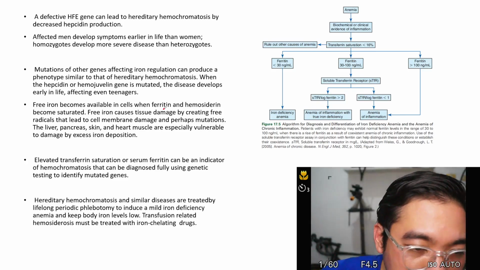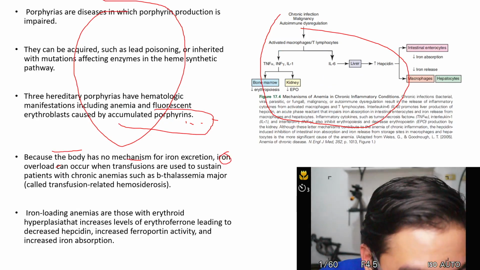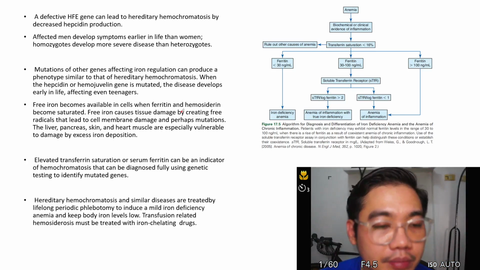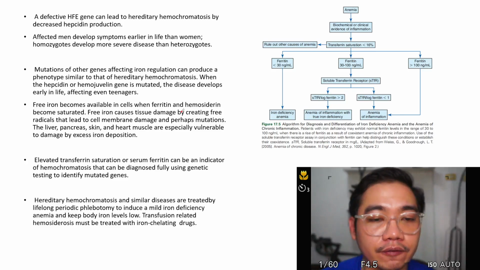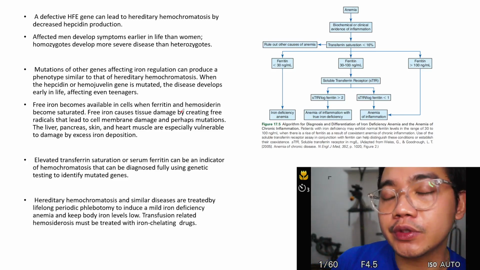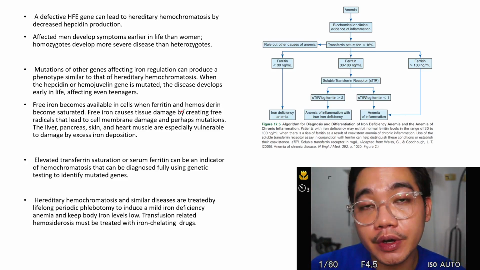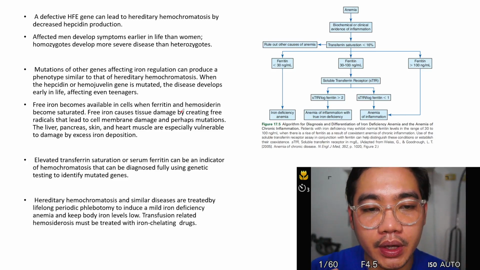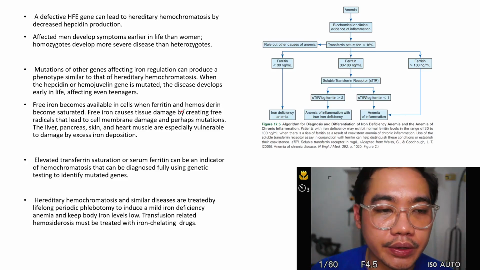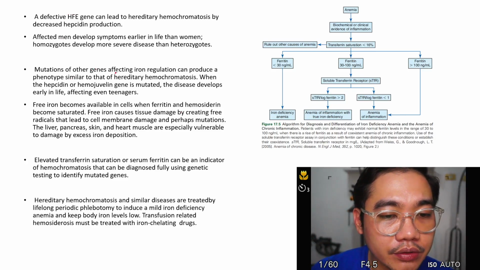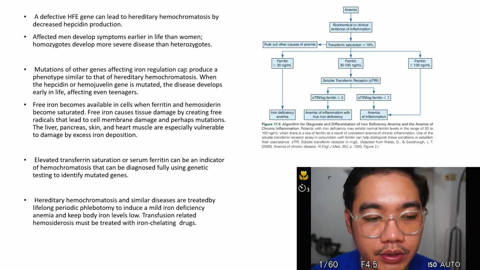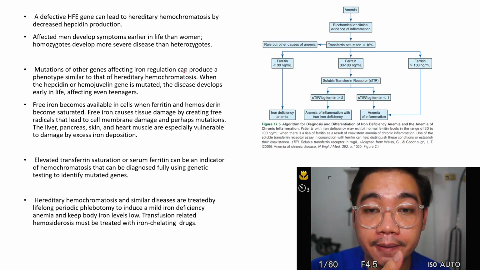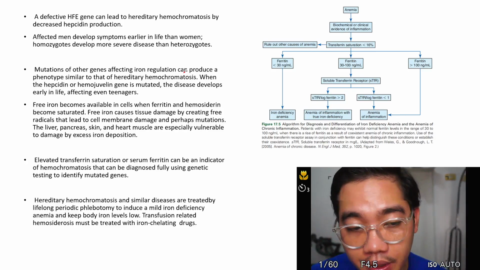So what is it? A defective HFE gene can lead to hereditary hemochromatosis by decreased hepcidin production. So meaning if you don't have hepcidin, you will have an overabundance of iron. So that's why we have hemochromatosis, meaning your iron is excessive. The mutations of this hemochromatosis are very dangerous because the iron can deposit in multiple organs. It can deposit in your brain, your liver, your heart, and your bone marrow.